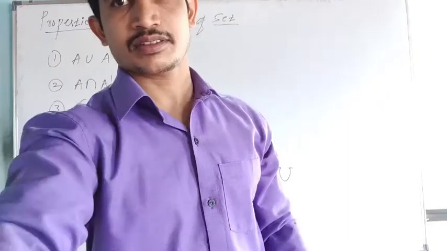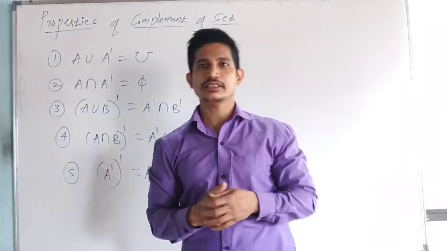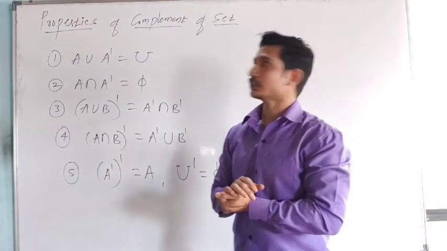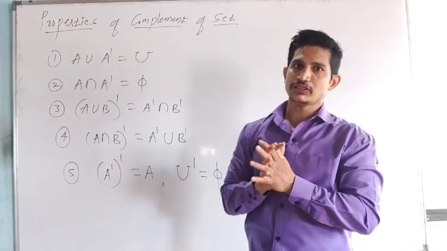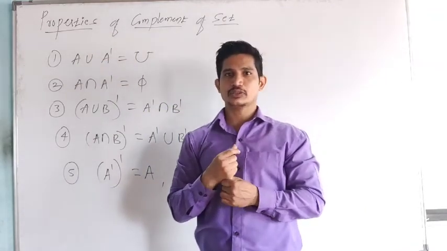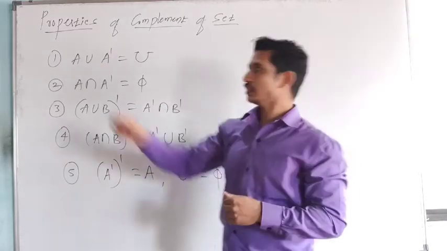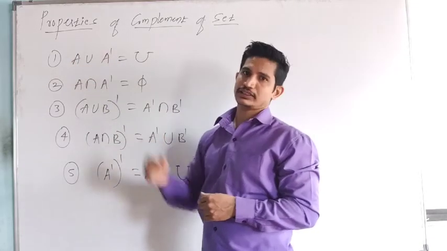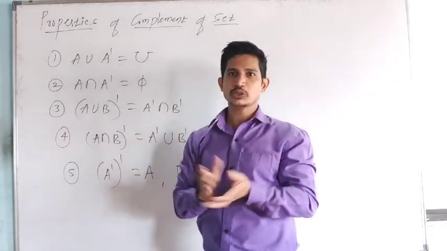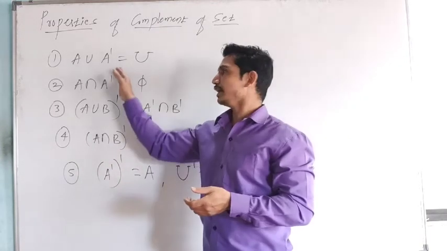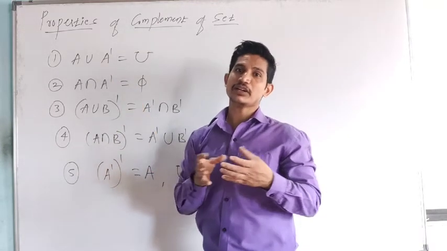Now let's see the properties of complements of a set. Properties of complements of a set means the formulas which are used in the examples. The first is A union A dash. If you combine A and A dash, all the elements of U will come. In A dash, all the remaining elements of U are there.